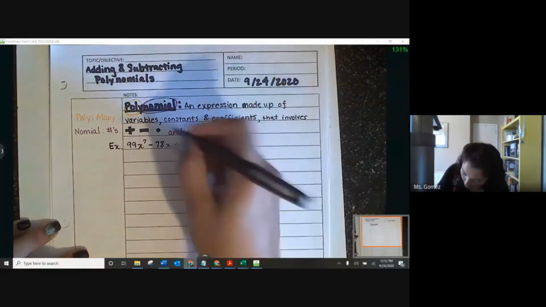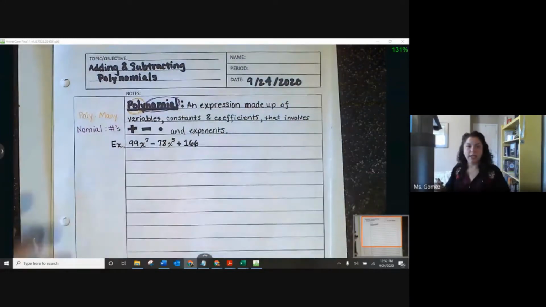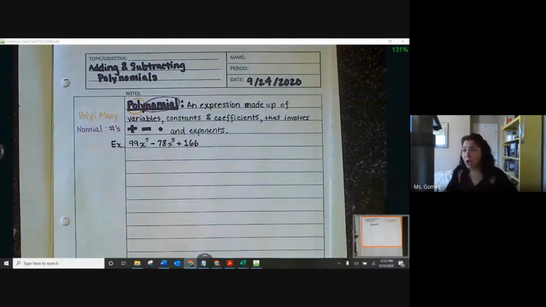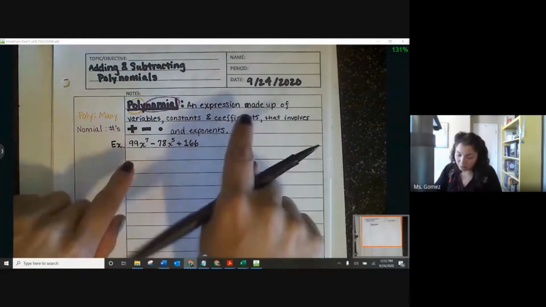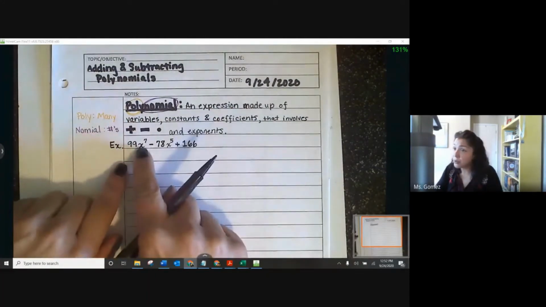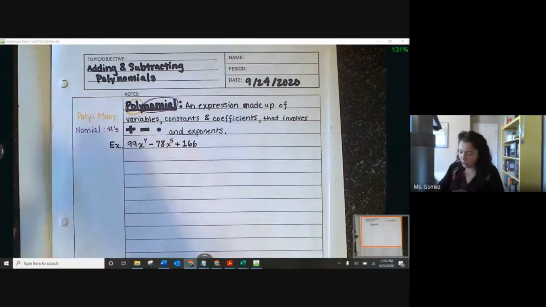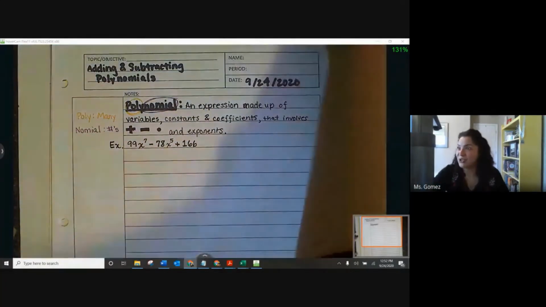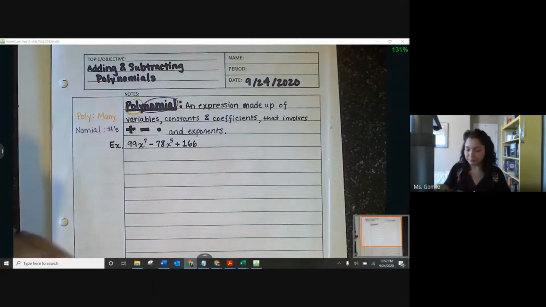166. I'm going to add a 5 here. And yeah, sure, why not? So here we have a polynomial expression. You'll notice I have variables. Remember variables? Those are your letters. All right. I have constants. Ooh, you know what? Dang, I am so going to use my highlighters for this. So hello, I'm Miss Gomez and I'm addicted to color.